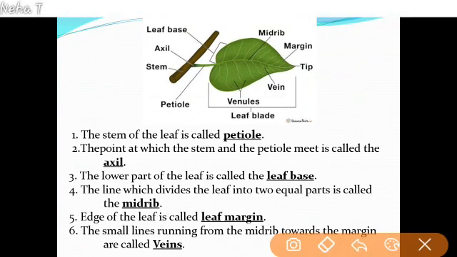The stem of the leaf is called petiole. The point at which the stem and the petiole meets is called the axil. The lower part of the leaf is called the leaf base. The line which divides the leaf into two equal parts is called the midrib. Edge of the leaf is called leaf margin. The small lines running from the midrib towards the margin are called veins.